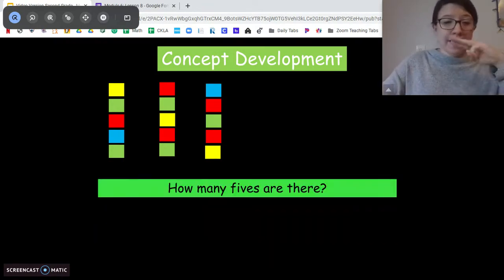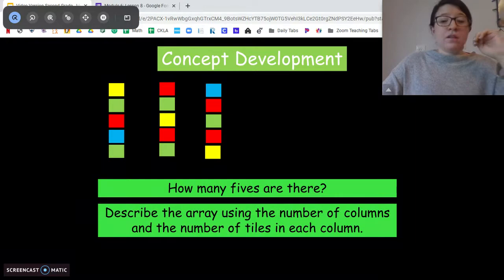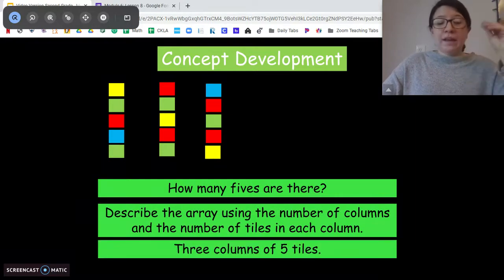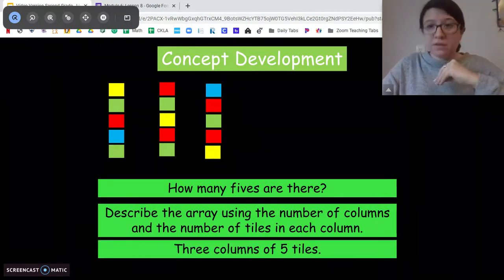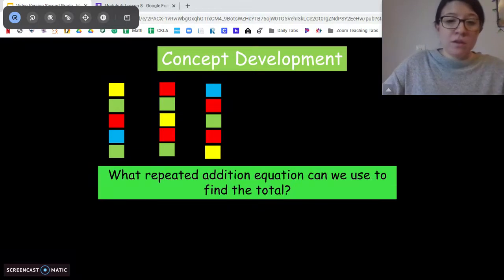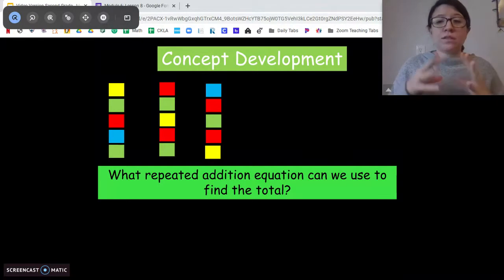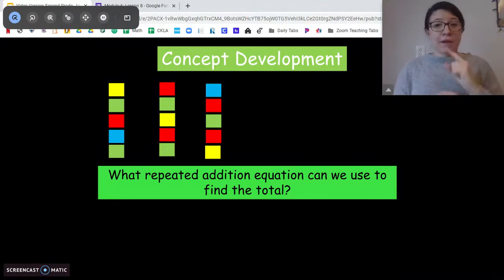Still 3, right? How many groups of 5 are there? Think about how many columns there are. How many groups of 5 are there? Good. Awesome. There are 3 columns of 5 tiles. Same thing as before, we did 3 rows of 5 tiles. Now we have 3 columns of 5 tiles. So what repeated addition sentence can we use to find this total? Write it on your paper now, pause, and come back when you're ready.